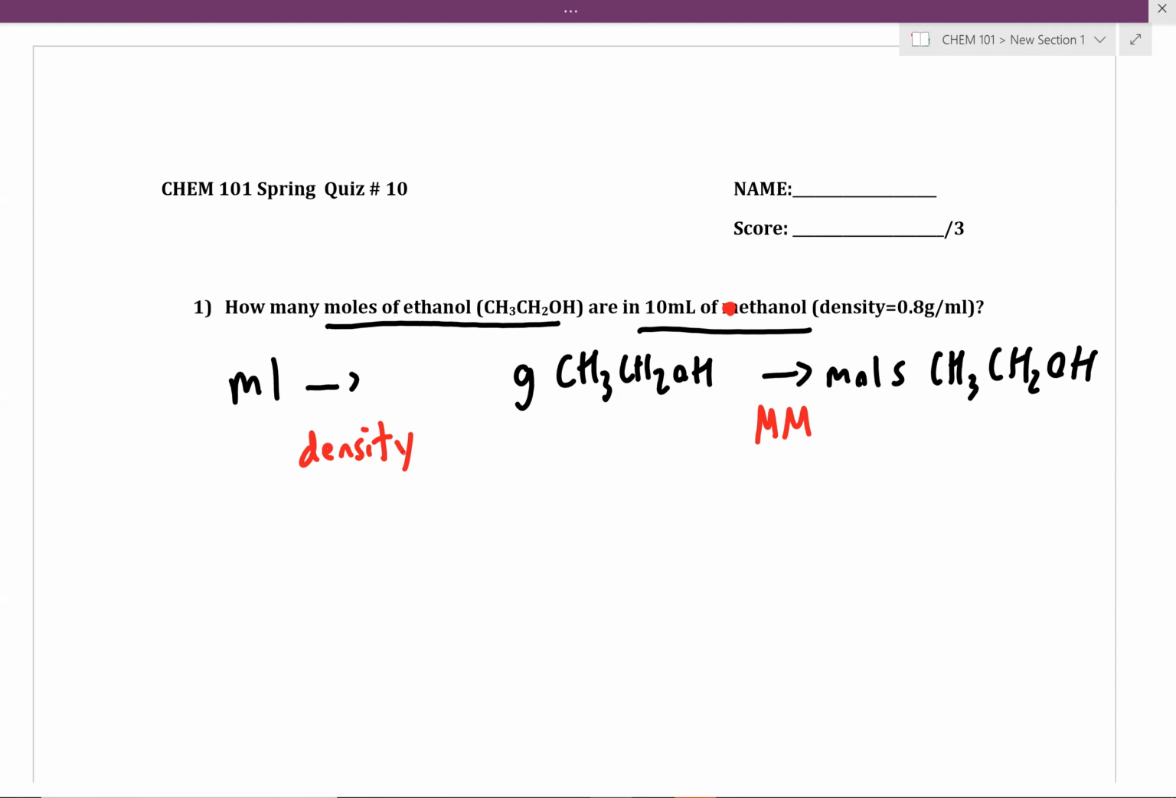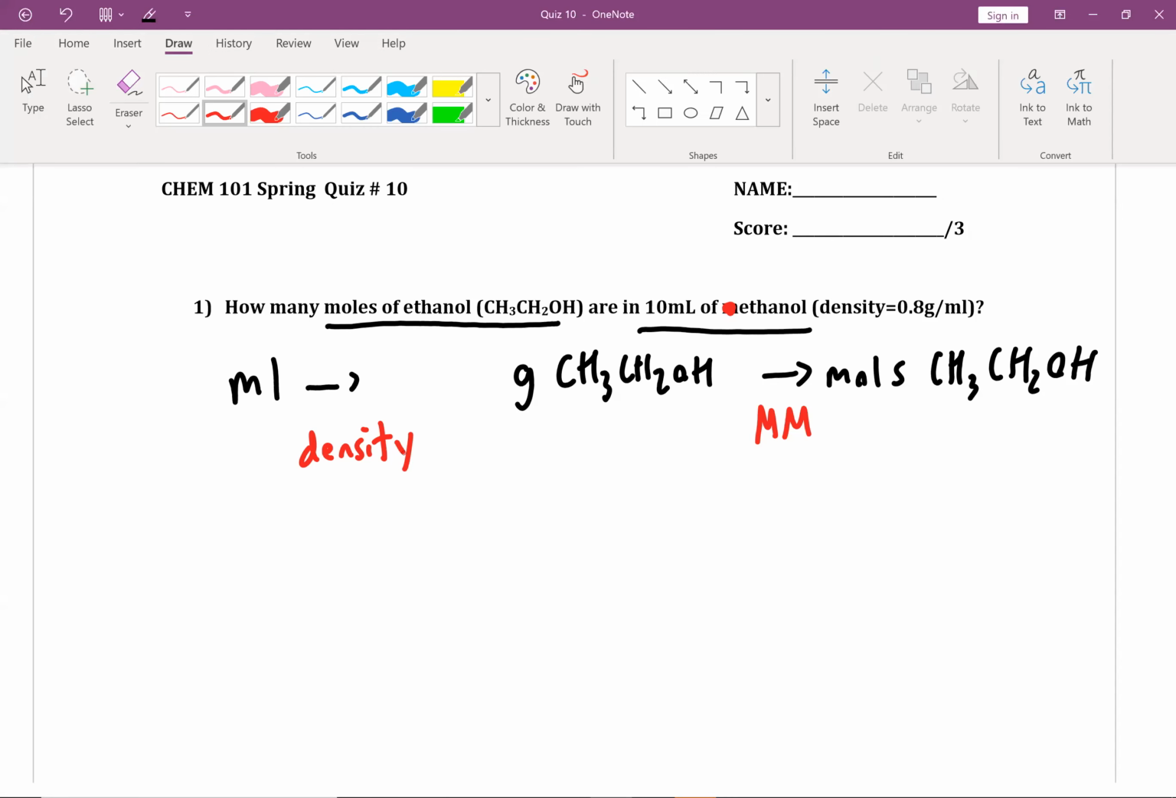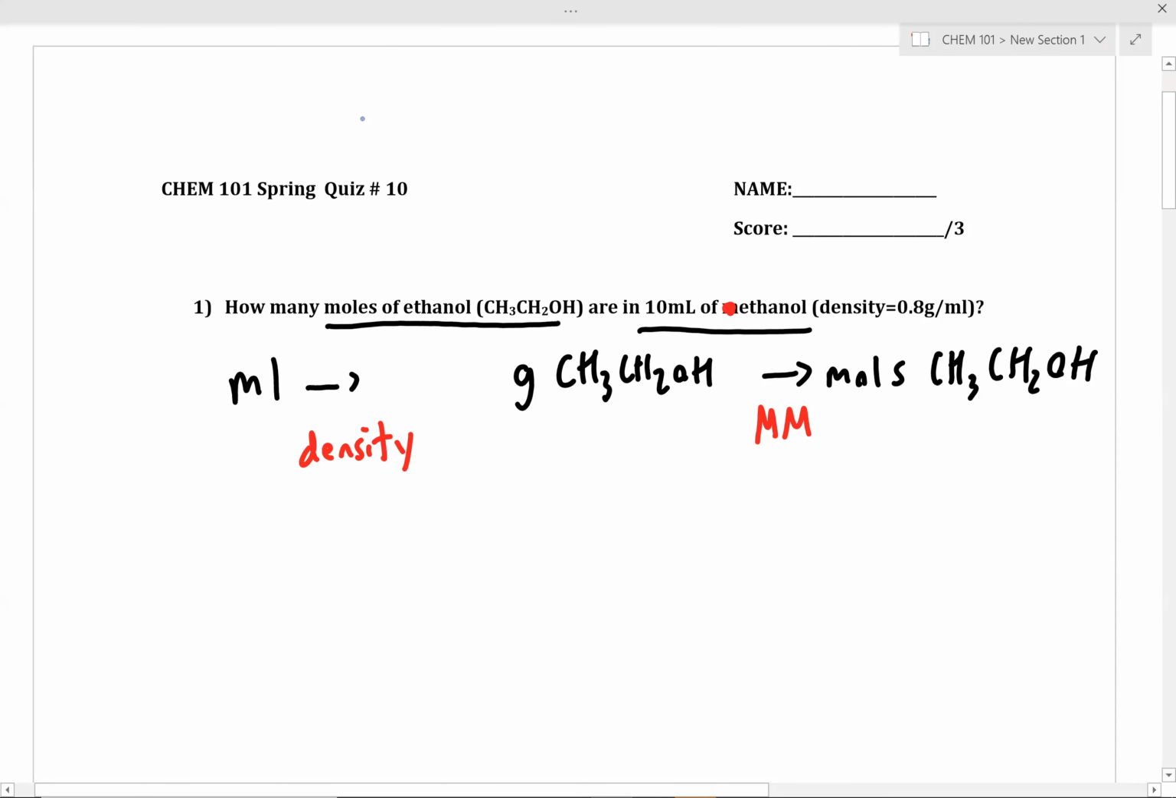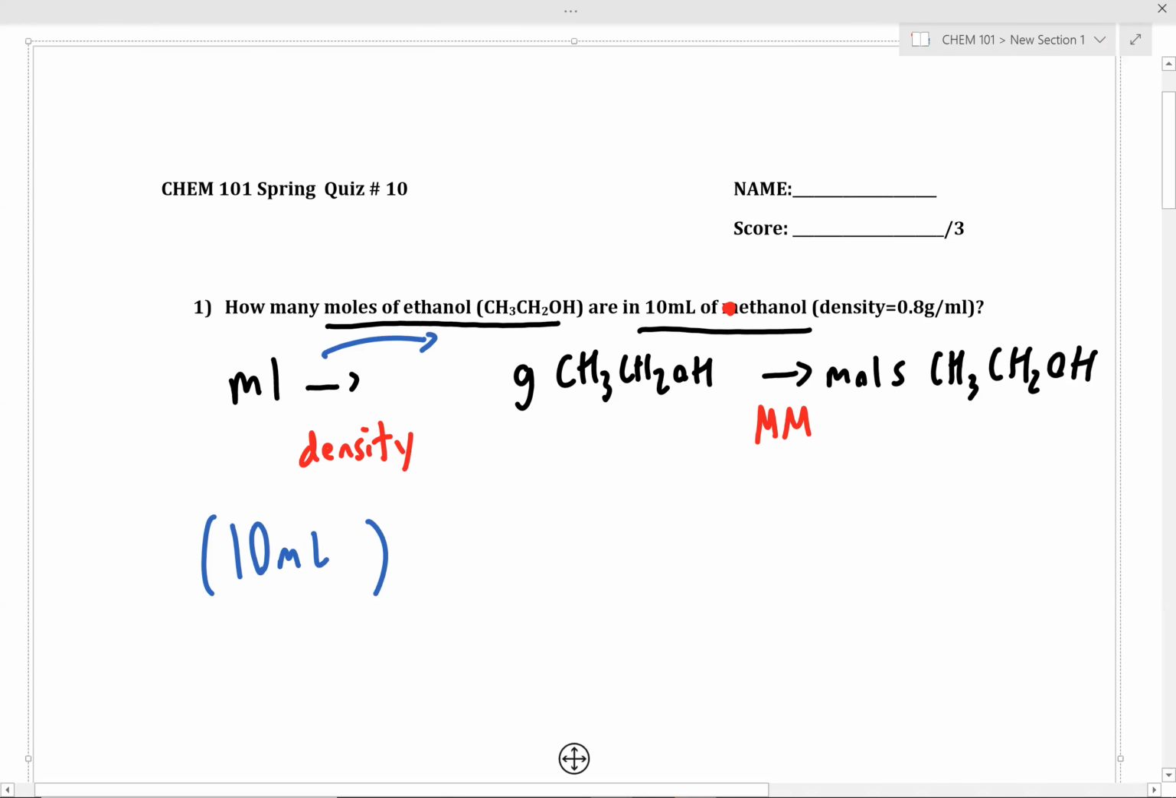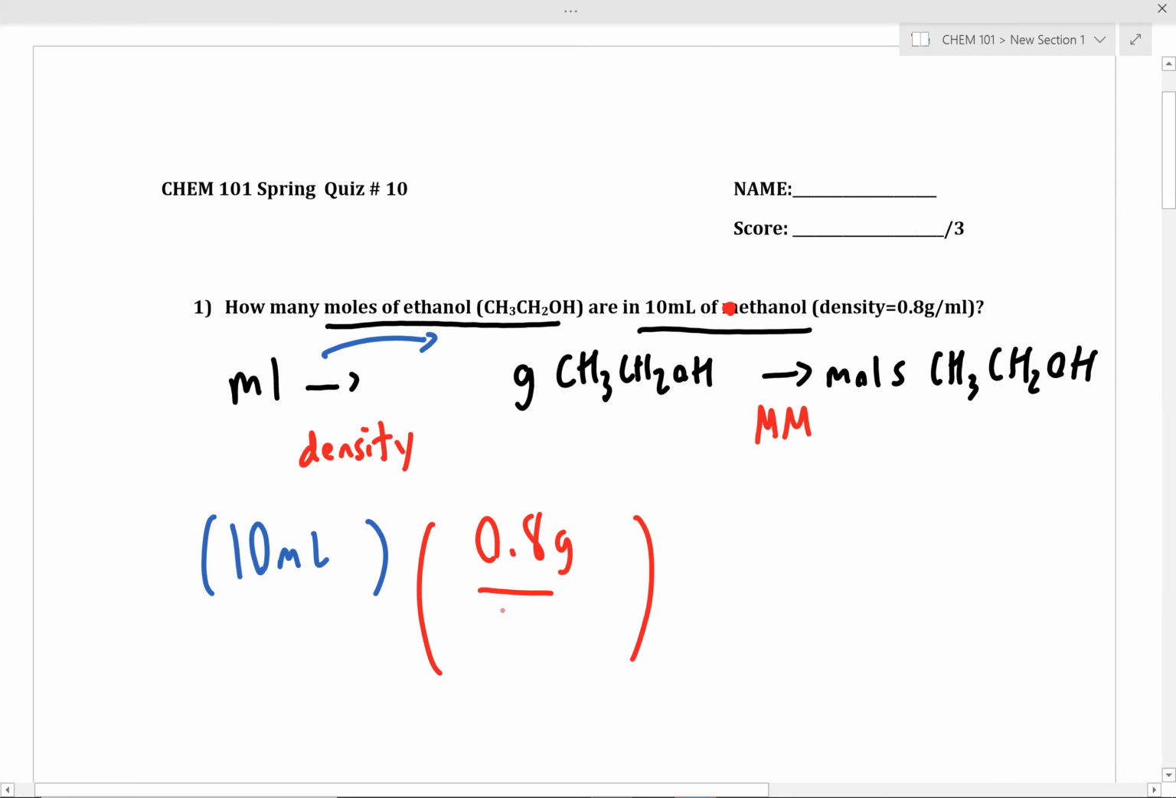So now that we have our scheme in place, let's now execute on that scheme. We have 10 milliliters of ethanol. If we're going from milliliters to grams, what units need to be on top? Grams, exactly. So we're going to multiply by our conversion factor of density. So we have 0.8 grams for every 1 milliliter. And this is grams of what? Grams of ethanol.